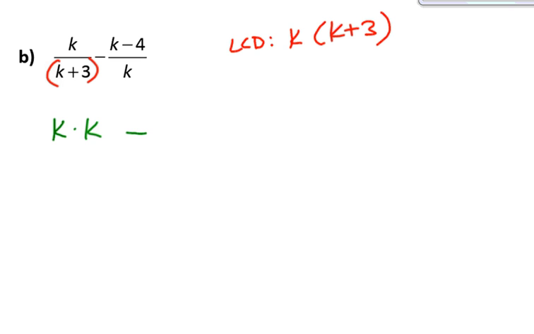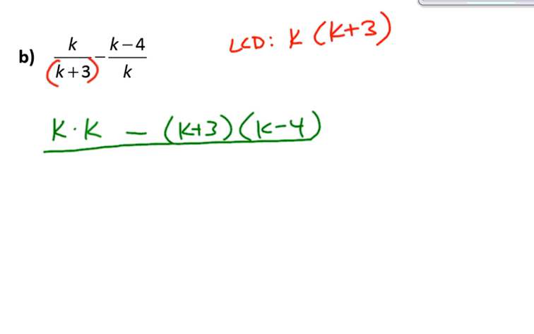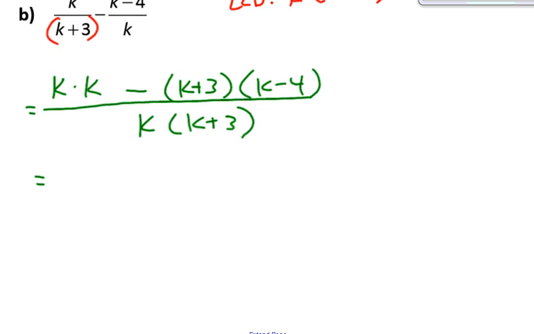Minus, the second example has the k in the denominator, but not the k plus 3. So I need to multiply k plus 3 times k minus 4. Then the bottom would just be k times k plus 3. Okay? All right, so the first one would be k times k is k squared minus.